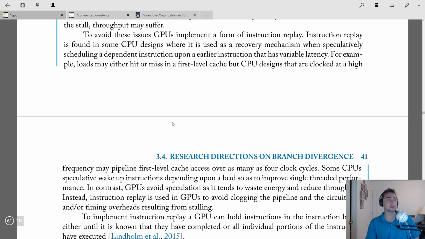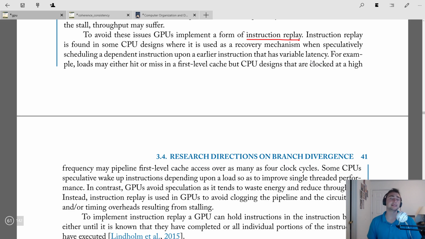So how do we fix this, right? What's the strategy for GPUs? So it's this idea of instruction replay, right? So this isn't a completely new thing. It exists in the CPU world as well, where it's used as a recovery mechanism, right? And this is for speculative execution, so when speculatively scheduling a dependent instruction upon an earlier instruction that has a variable latency.